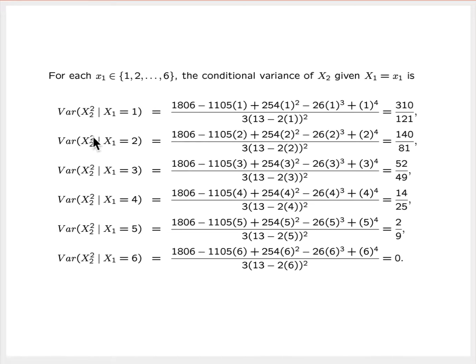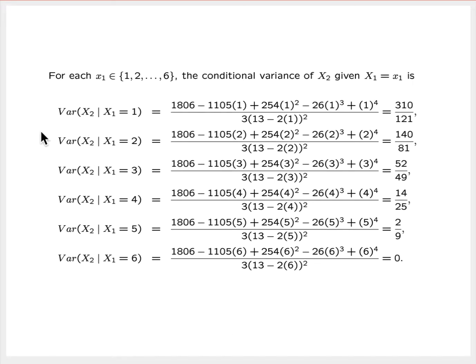Oh, I've got a typo here. I see that now. I should have the variance of x2 given x1 is equal to 1, not the variance of x2 squared. So I'll need to correct that in my notes, but as you copy this down, make sure that you don't have that squared there.